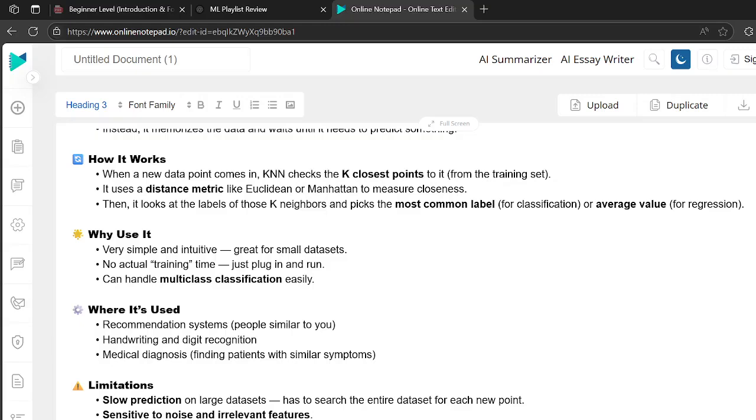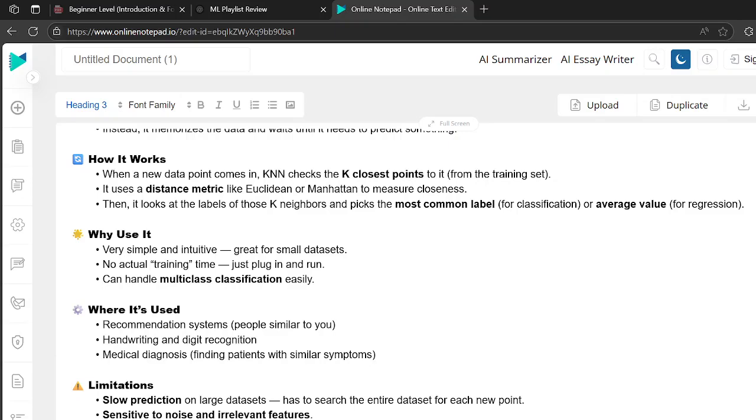And finally, it has some limitations, which includes slow prediction on large data sets. As you can understand, it has to search the entire database for each new point. It is sensitive to noise and irrelevant features. It doesn't work well with high dimensional data unless you reduce it first.